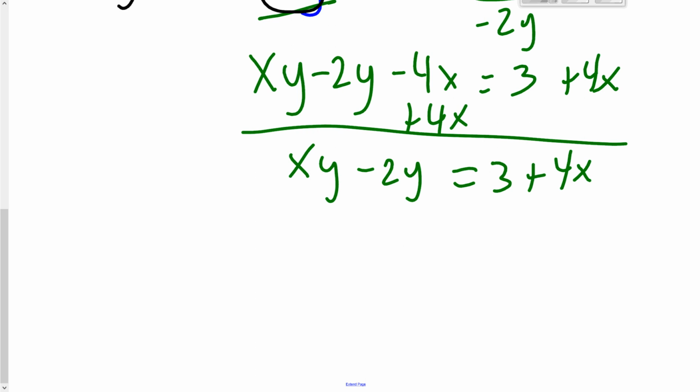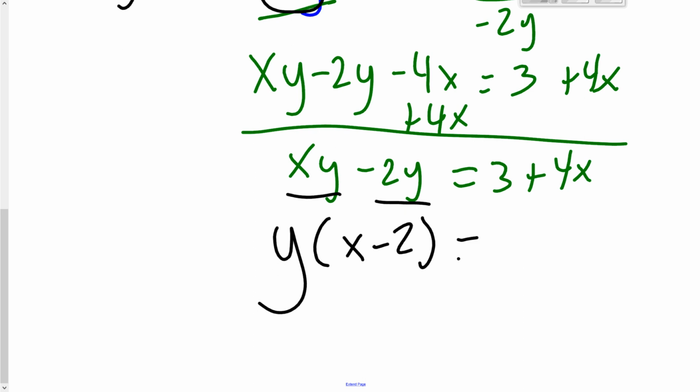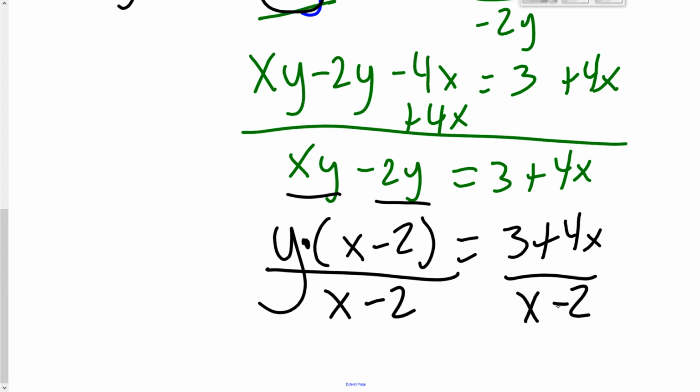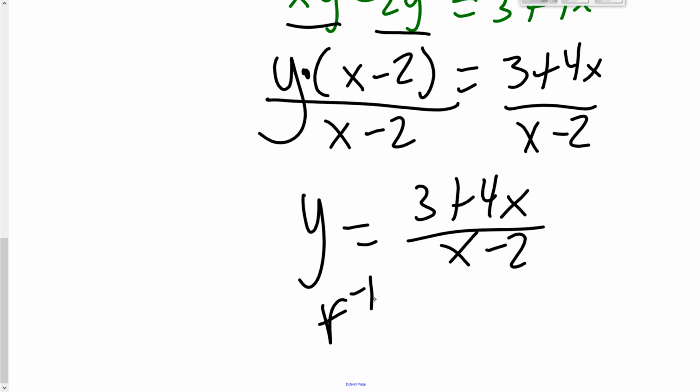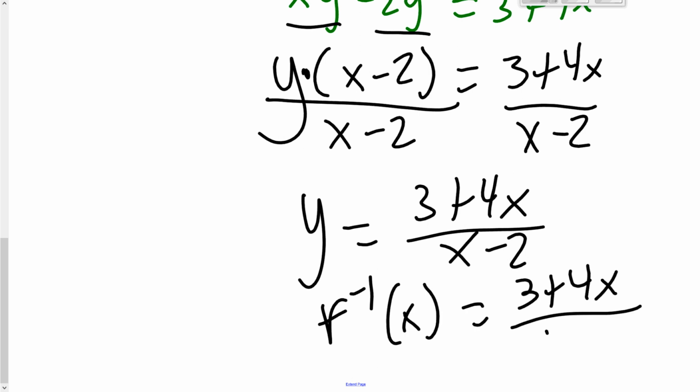Now that the y's are by themselves, what's the same in both of these terms? A y, so factor out a y. And now we only have one y instead of 2 y's. And then to get rid of multiplication here, we divide by x minus 2 on both sides. So here y is equal to 3 plus 4x over x minus 2. Switch that to f inverse of x. And then we could also label our restrictions, right? Because we can't have 0 in the bottom. So our restriction would be x cannot equal positive 2. So that's how you do that type.